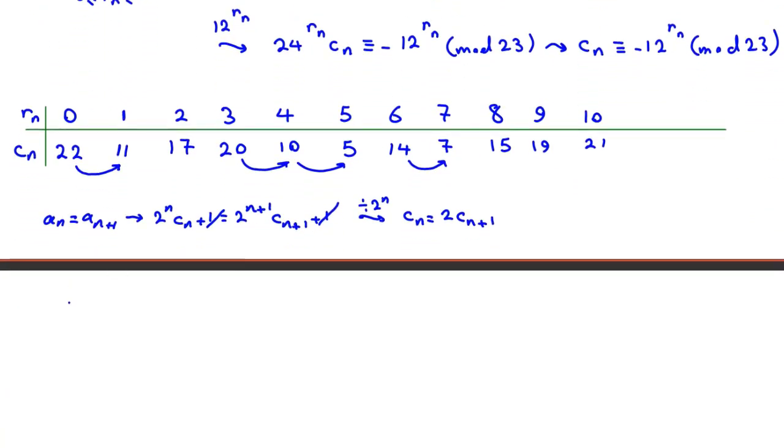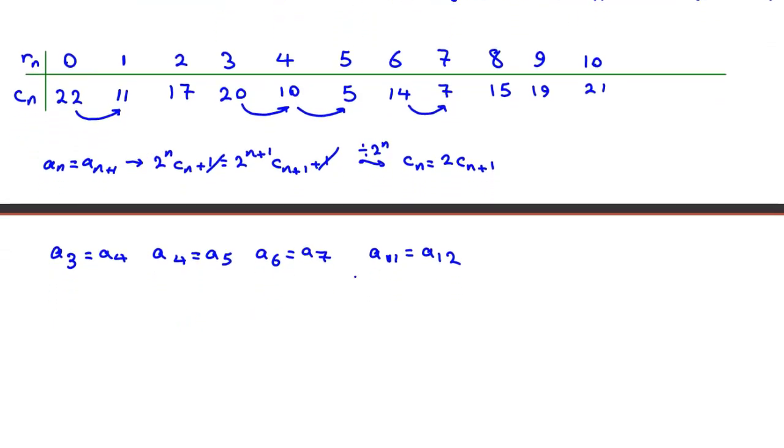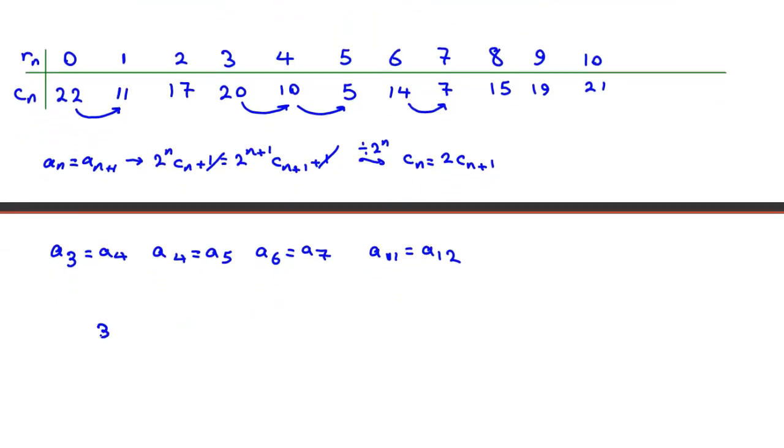So let's see. If we consider from a_1, the first place they are equal is a_3 equal to a_4. The next one, a_4 equal to a_5. The next one, a_6 equal to a_7. And the next one, a_11 equal to a_12. Okay, we have these things: 3, then the next one 4, the next one 6, the next one 7. So 3, 4, 6, 11. The next ones are equal.